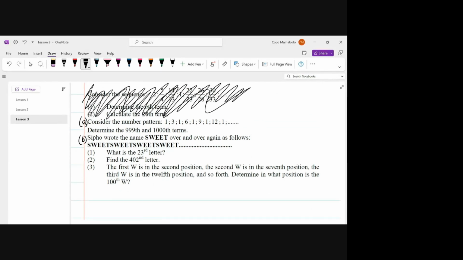Question A says, consider the number pattern 1, 3, 1, 6, 1, 9, 1, 12, 1, and so on. Determine the 999th term and the 1000th term. Now, before we even pick up a pen or a calculator, before we start panicking, let's think about this. Look at what they've given you. I can 100% guarantee you, everybody can tell me what the 999th term is, just by looking at what's happened in that sequence. That's it, Narisha. Beautiful. Everybody understanding why the answer is 1?